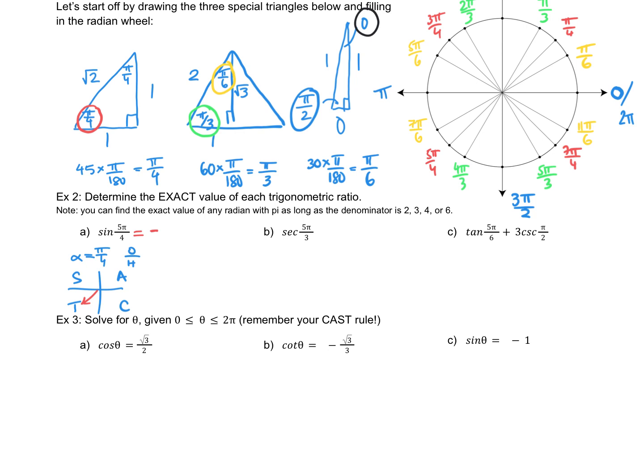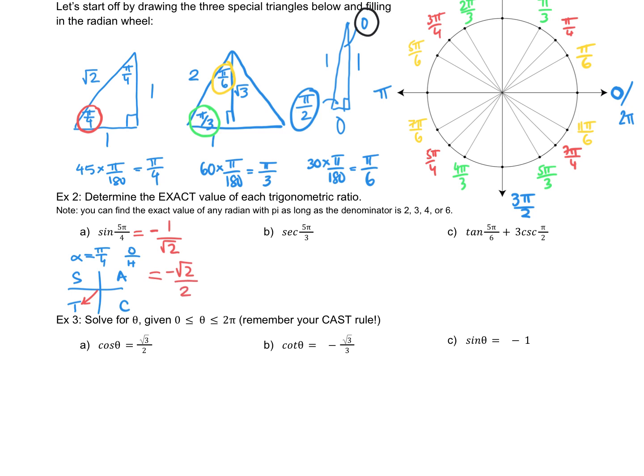And then opposite to pi over 4 is 1. And our hypotenuse is root 2. So negative 1 over root 2. And we know we cannot end a fraction with a radical in the denominator. So we have to multiply top and bottom by root 2 to get to negative root 2 over 2.